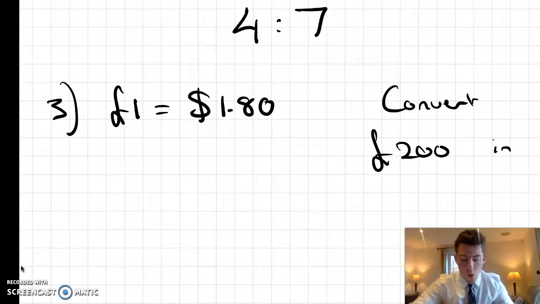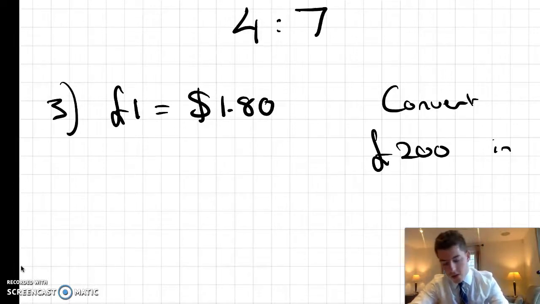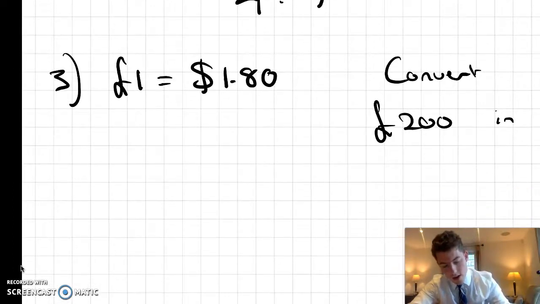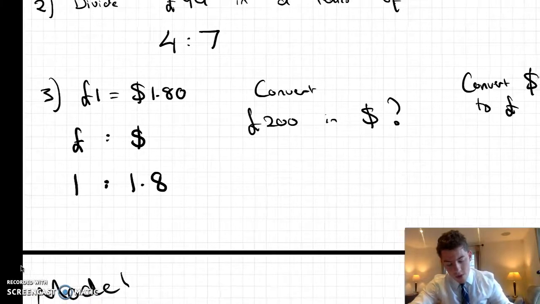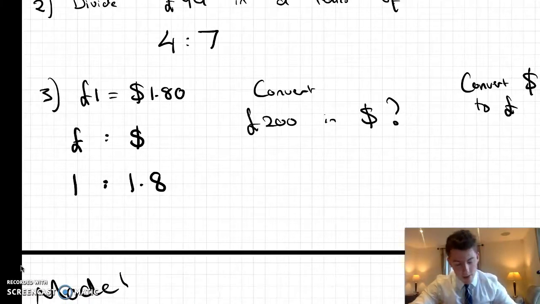£1 is $1.8, so we can write it in this form here. We can do P, now we'll go pound symbol and dollar symbol. And it's 1 to 1.8. So how much is £200? Have a think about that.